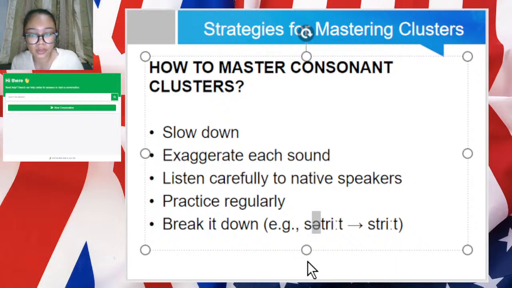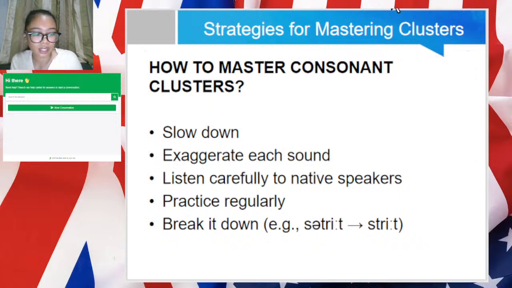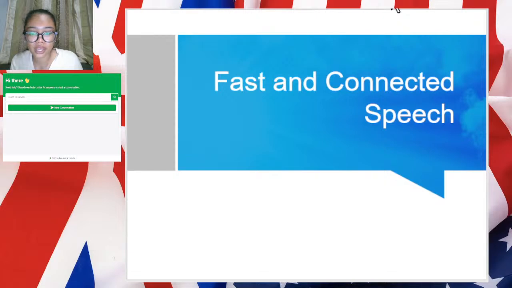So remember these strategies, everyone. You need to slow down, exaggerate, listen carefully, practice regularly, and also don't be afraid to break it down if you need to. With a little effort, you will be pronouncing those consonant clusters like a professional, like a native speaker, right? Okay, moving on to fast and connected speech.